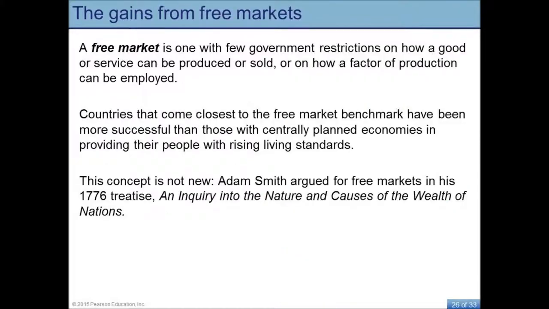So going to slide 26, we see that a free market is one with few government restrictions on how a good or service can be produced or how a factor of production can be employed.